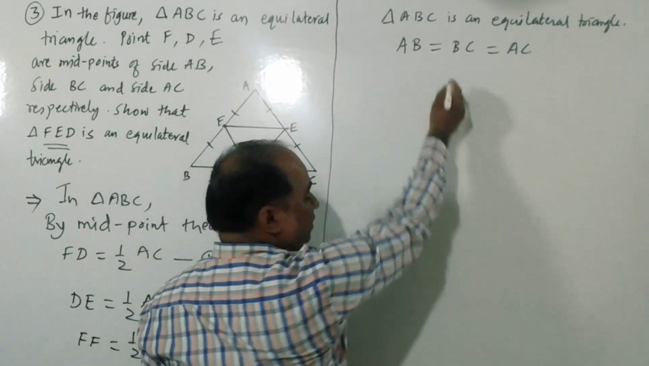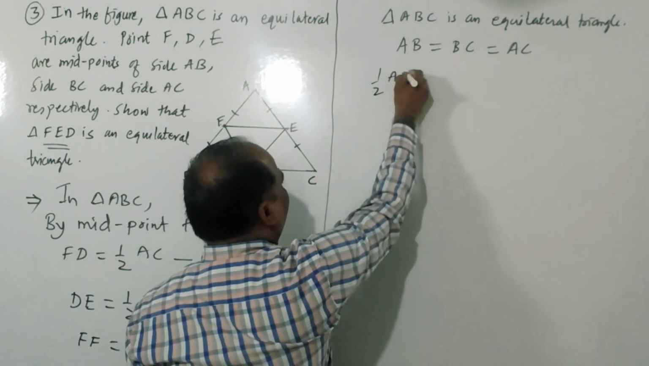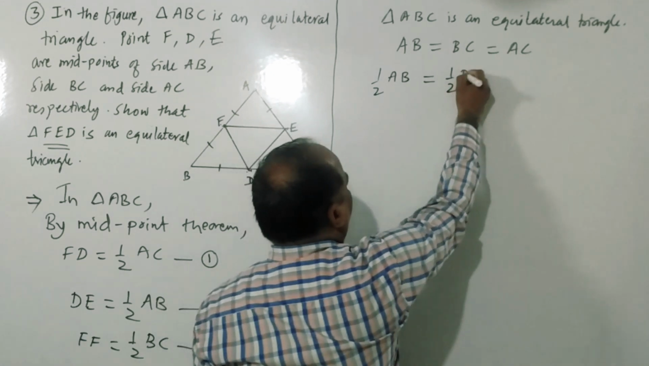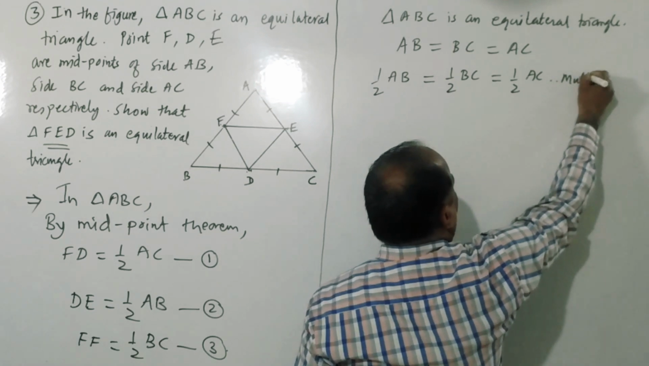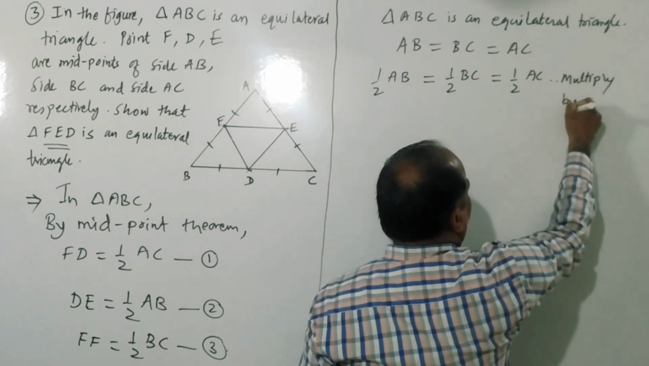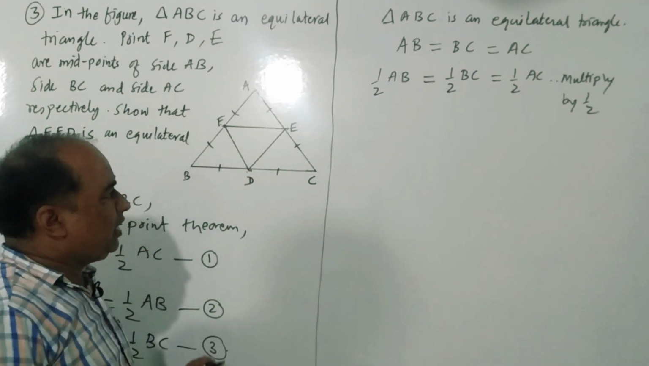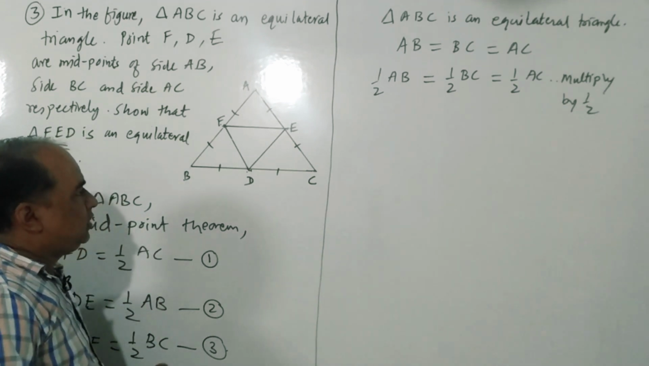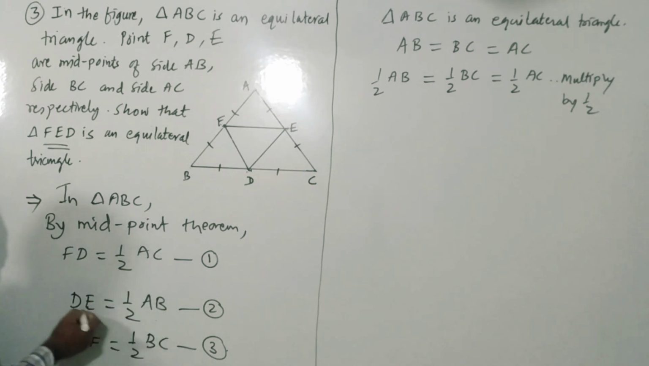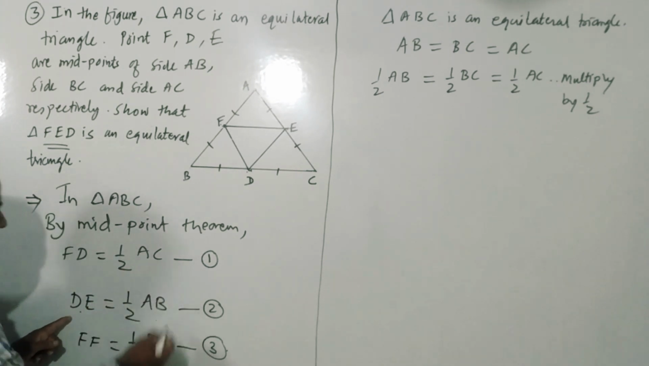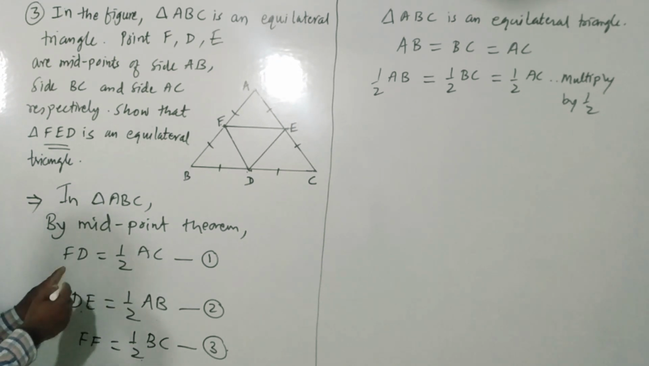Now multiply this equality by 1 upon 2. So each term is multiplied by 1 upon 2: 1 upon 2 AB, 1 upon 2 BC and 1 upon 2 AC. The equality does not change if you multiply or divide by any number. Now from 1 to 3 we get that 1 upon 2 AB is equal to DE, 1 upon 2 BC is equal to FE and 1 upon 2 AC is equal to FD.